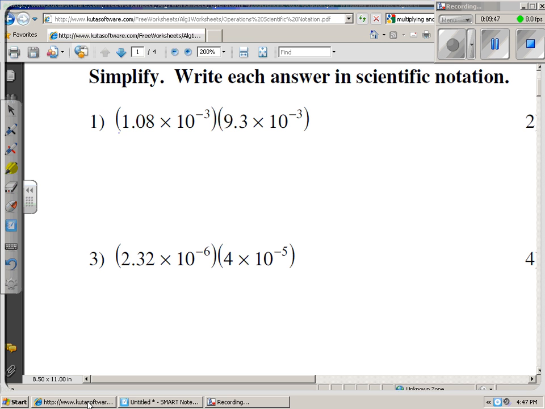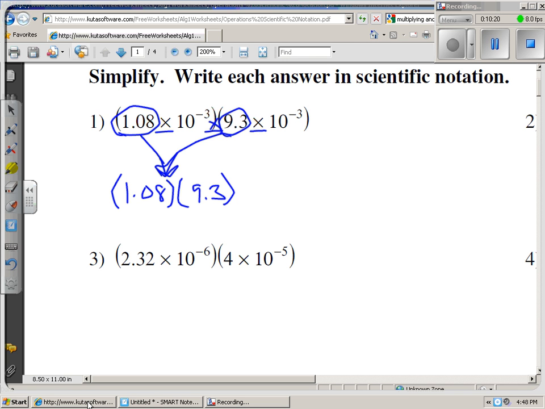So what you do is you take the 1.08 and the 9.3 and you multiply this piece. The reason why we're allowed to do this is because of the commutative property of multiplication. Here we have a multiplication sign, really. The parentheses are like a multiplication sign. So every single piece is separated by multiplication. According to the commutative property of multiplication, I can switch the order when the numbers are separated by multiplication. So I'm going to switch the order here. I'm going to write this as 1.08 times 9.3, and then I'm going to multiply 10 to the negative third times 10 to the negative third.